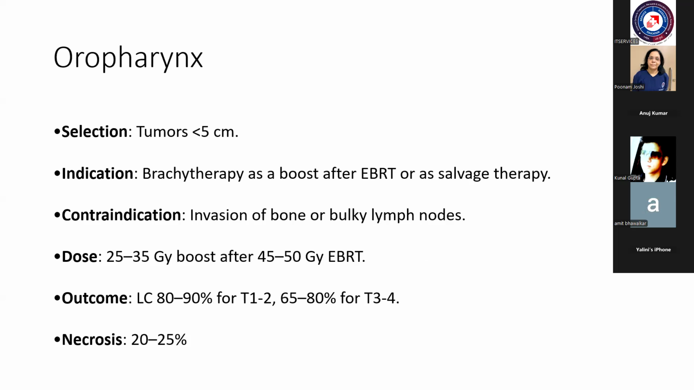And brachytherapy has also been practiced not only in oral cancers, it has also been practiced in oropharyngeal cancers. But as we know, these are not very easy techniques to perform, and it definitely requires expertise and a learning curve before we treat these patients with brachy.